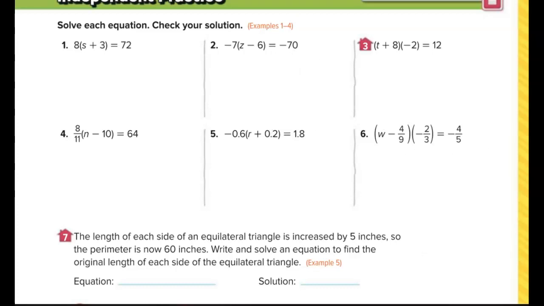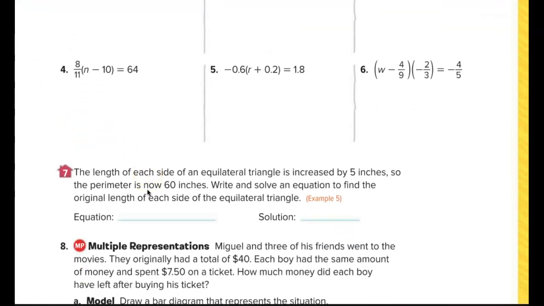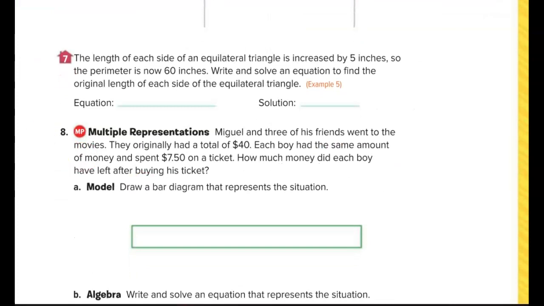Alright, number 7, the length of each side of an equilateral triangle. What does equilateral mean? All sides the same. Is increased by 5. The perimeter is 70. Right? And solve an inequality to find the original length of the side of the quadrilateral. So what was the original side of my quadrilateral? No, 5. We don't know.